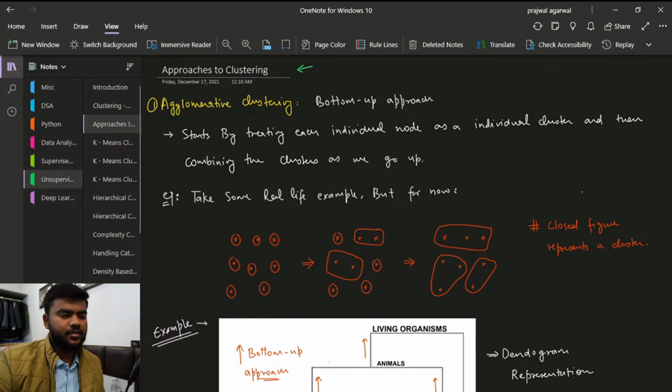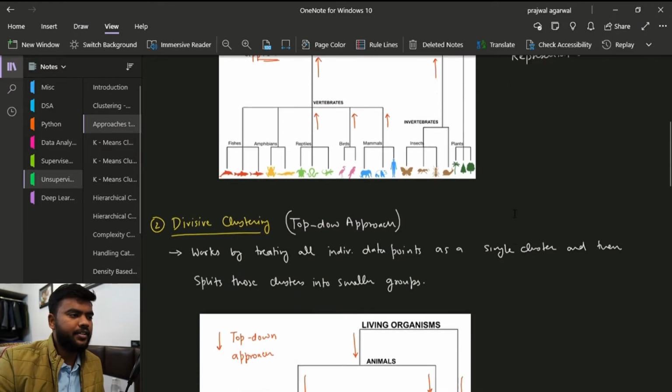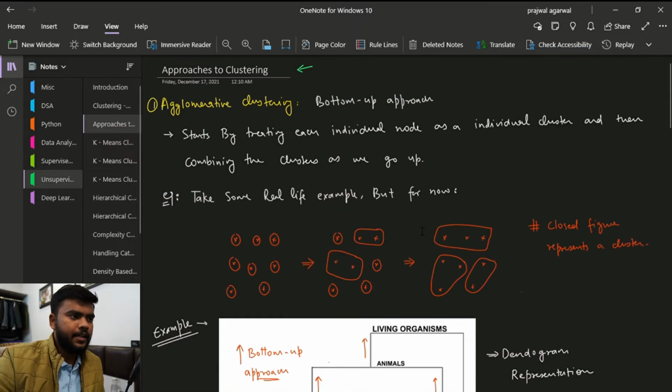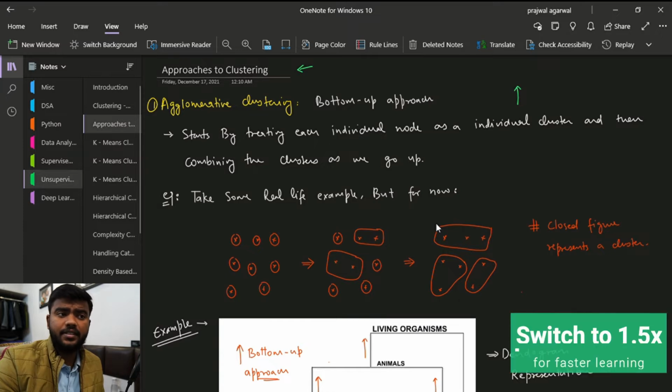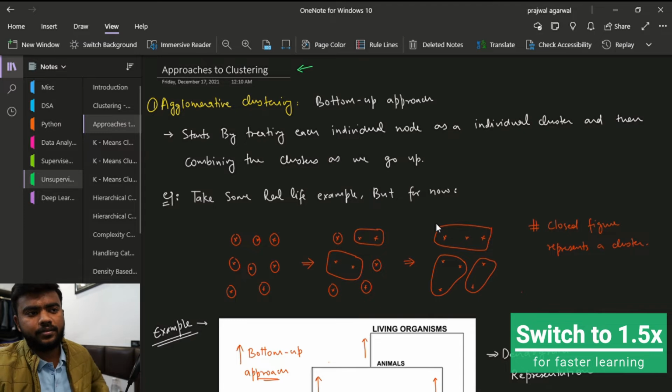Hi, in this video we are going to discuss the approaches towards clustering. Speaking about clustering, we have two types of approaches. First we have agglomerative and then we have divisive. Agglomerative clustering is where we go from bottom to up, whereas in divisive clustering we come from up to bottom. This was something very vague.